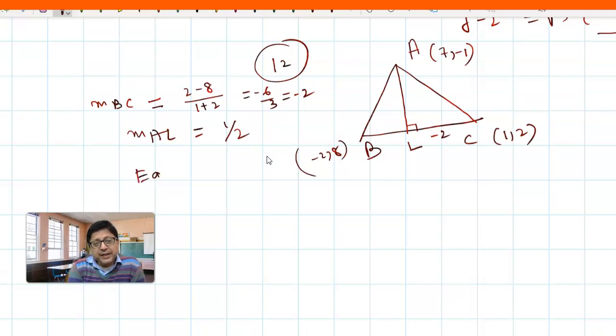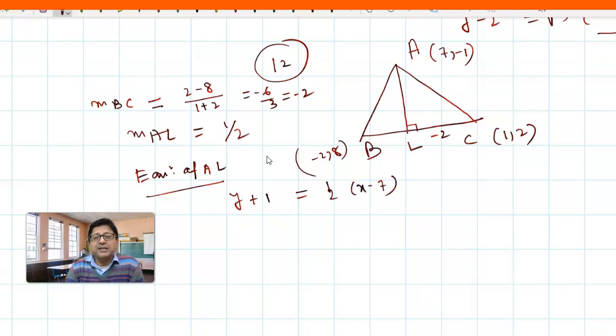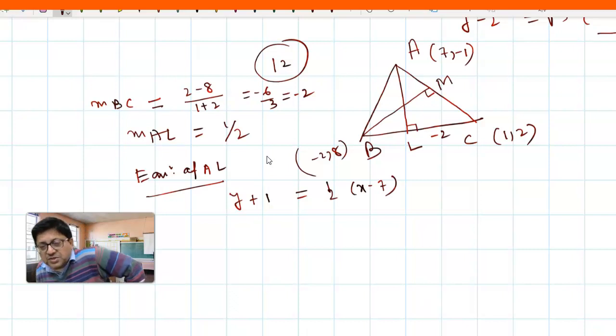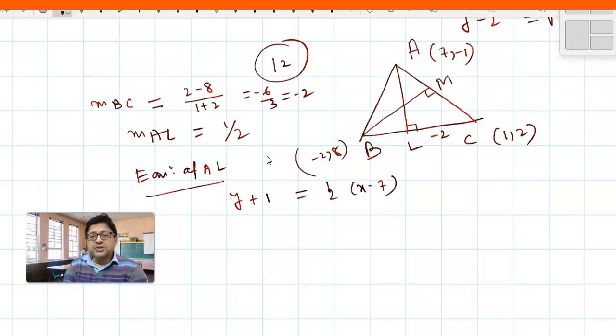So the equation of AL is found. Equation of AL is what? y plus 1 is equal to half into x minus 7. Then we find the equation of BM. We will do one additional part. I told you the point of intersection of these perpendiculars, then the orthocenter problem is also solved simultaneously. Orthocenter is the point of intersection of these altitudes. So let us find the equation of BM first.